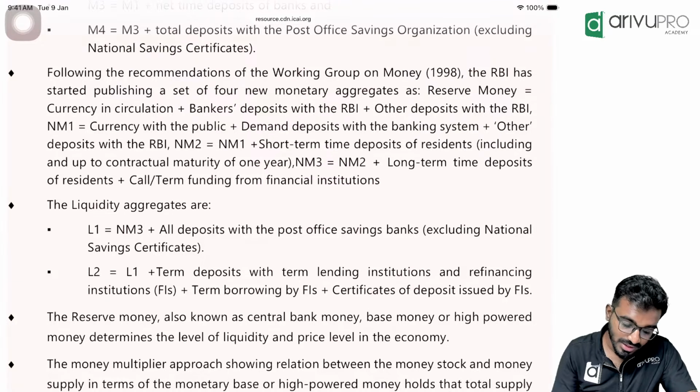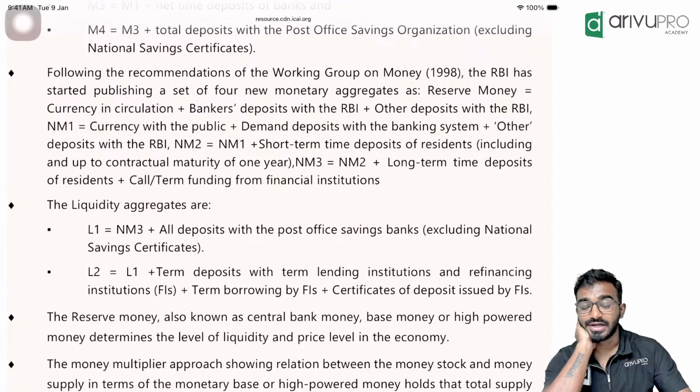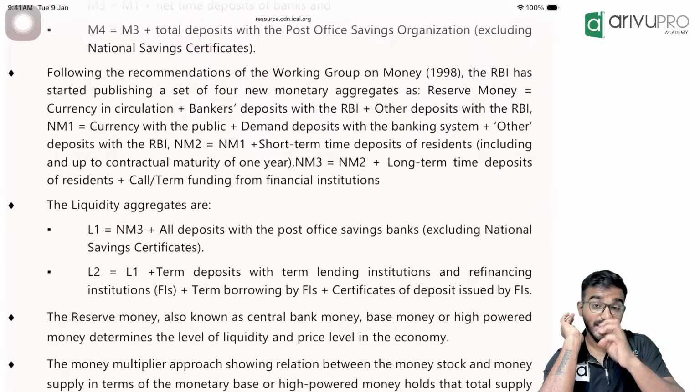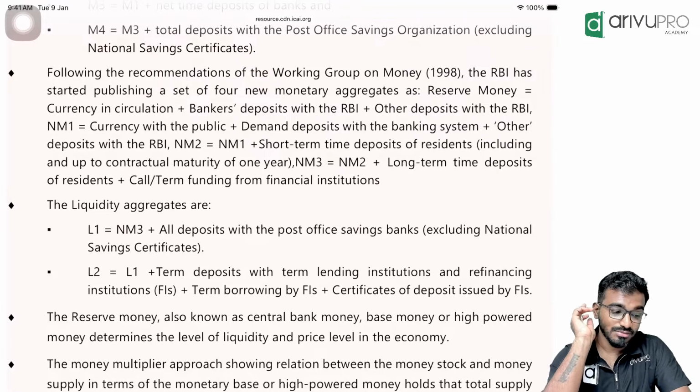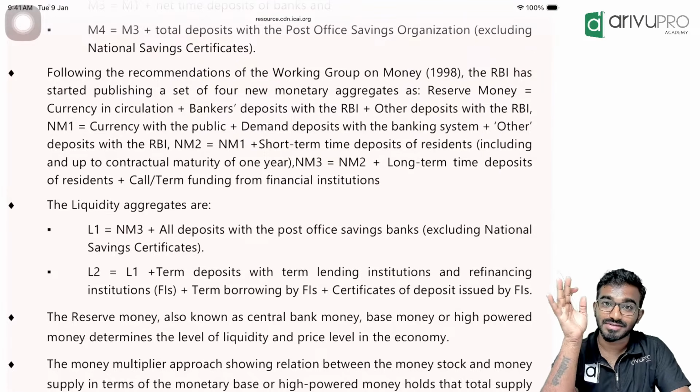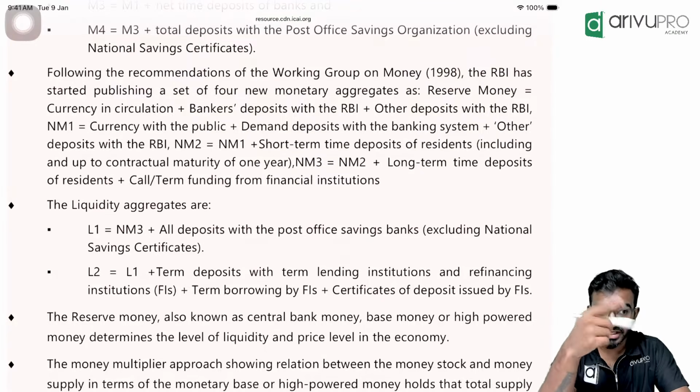So you should remember this reserve money and also the NM1, NM2, NM3 formulas, and the L1 and L2 formulas. Till date a question has not come, but there are high chances of it being asked. Sometimes ICAI does ICAI things. From the main content there won't be a question, but from the summary they will ask you a question. In the next unit, it is there.